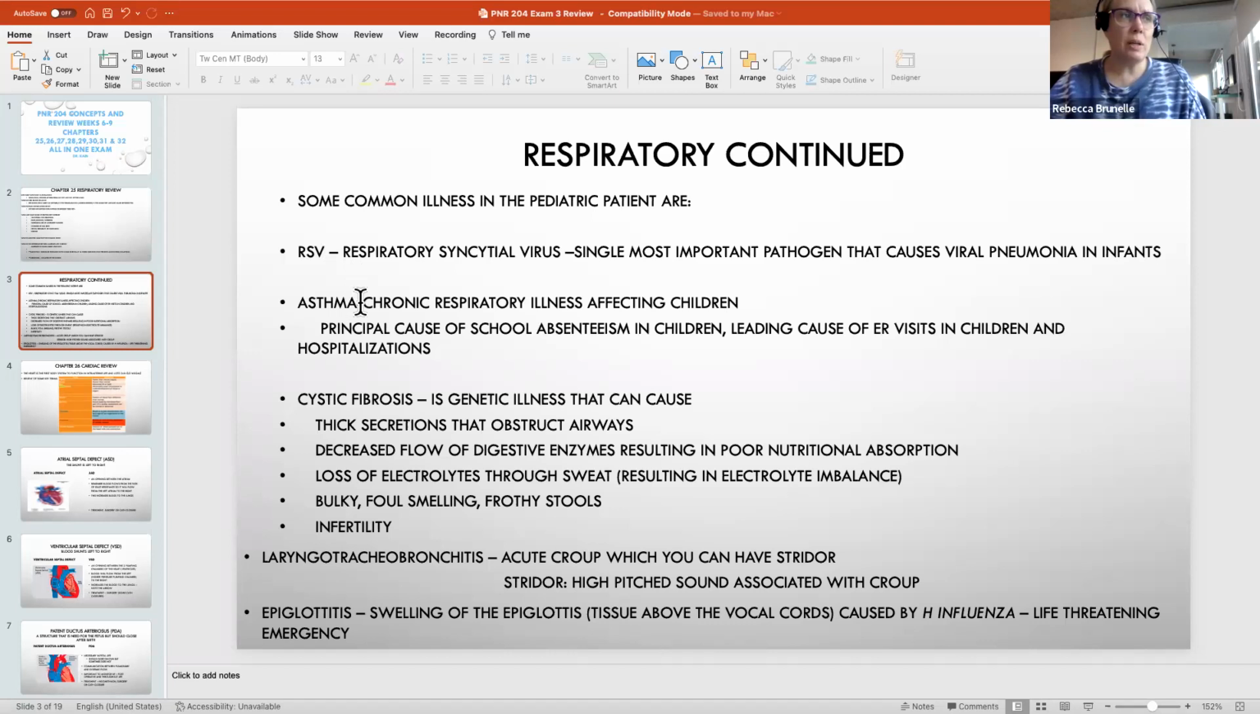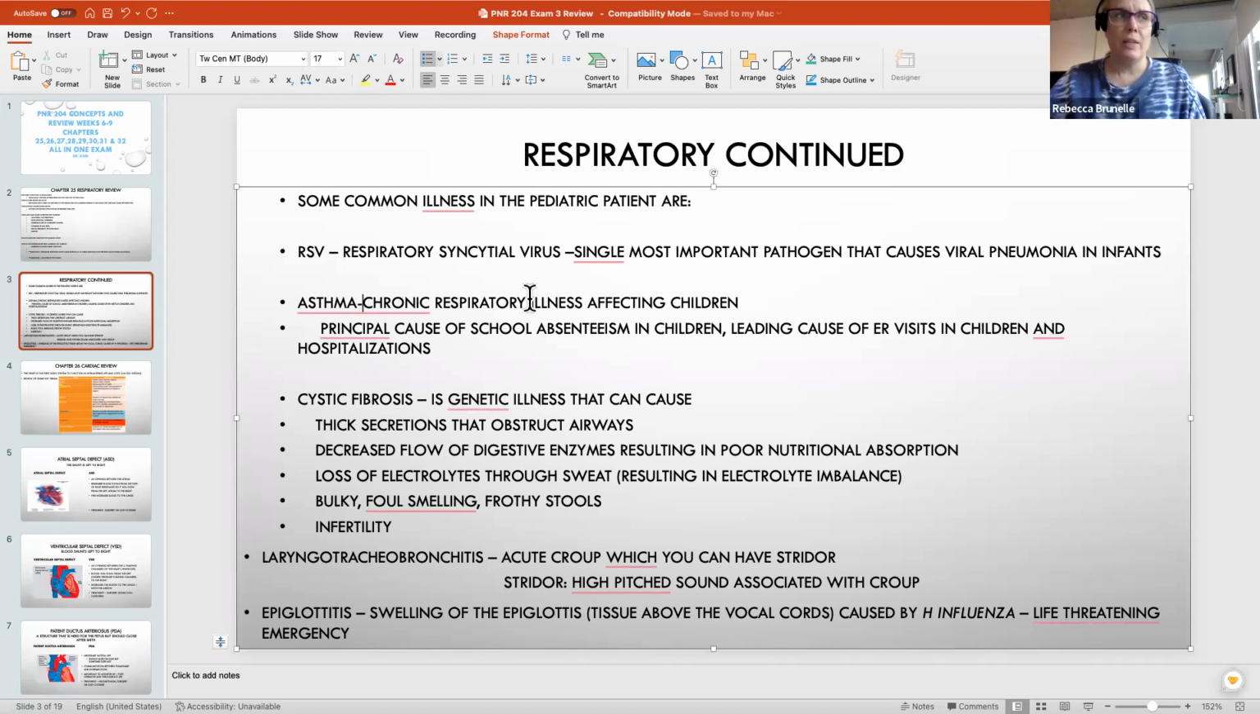And then asthma, even though we didn't talk about it a ton in class, you certainly need to be able to recognize that it is one of the most common chronic illnesses in children, and it's a primary reason that they miss school. A lot of kids have asthma, so making sure that you recognize the importance of good education with asthma in terms of how to use their metered dose inhaler. Usually you want kids to have a spacer so that the medication goes into the spacer and then they can inhale it into their lungs.